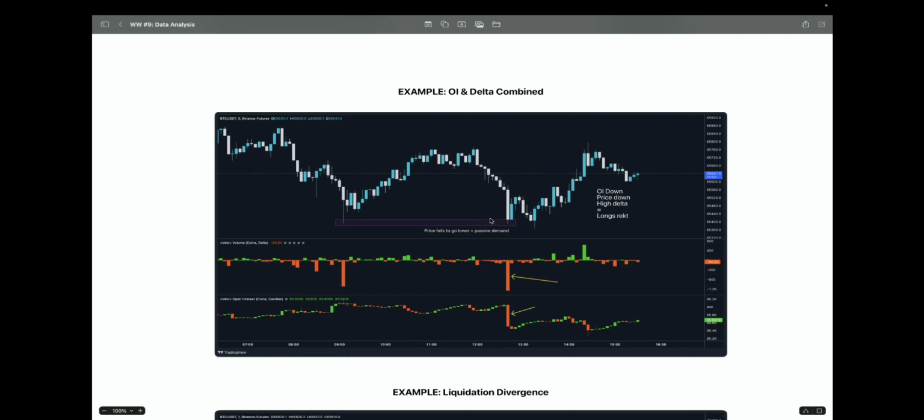Because what we wanted to see has happened. Longs wrecked, high delta, open interest down, but price did not go lower. If price had gone lower, way below that low, then cool, that could be a breakout. But this is actually not. It's potentially actually going to hold there. And then price comes back, another retest, and it goes higher.